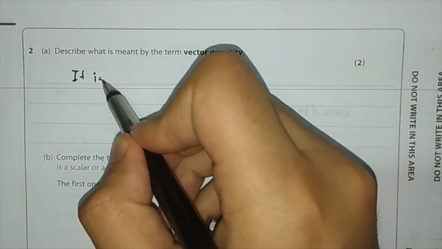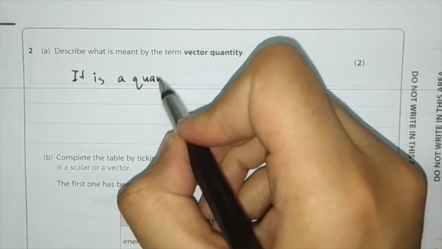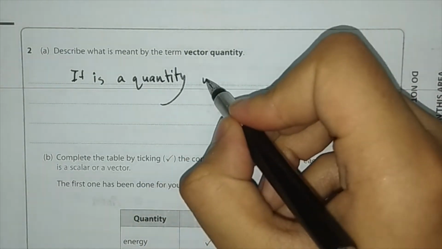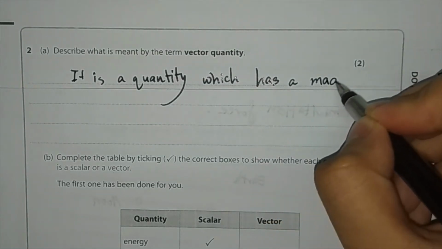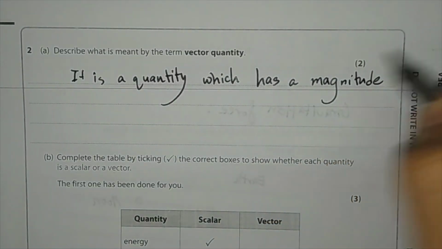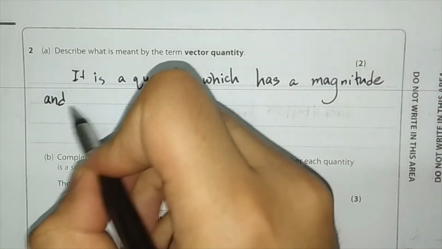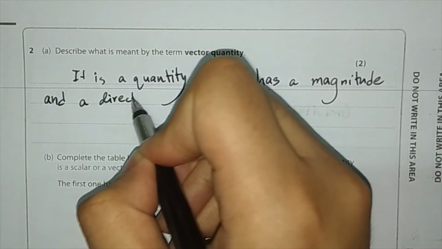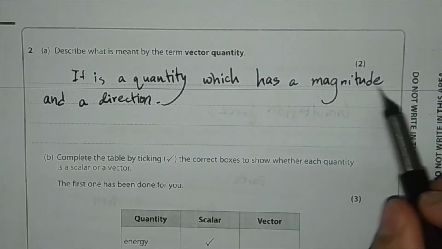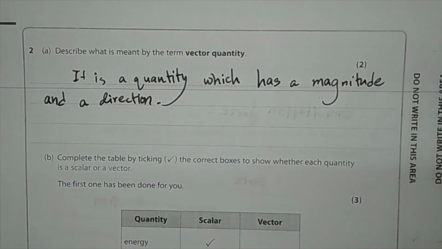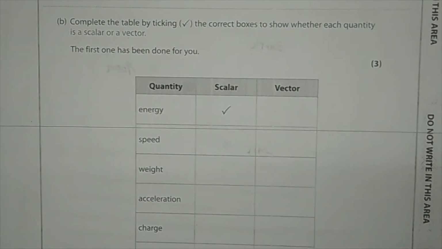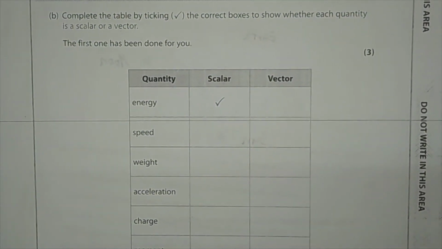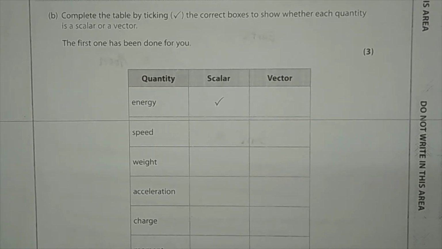2 marks. 1 mark for it is a quantity which has a magnitude and a direction. Magnitude and direction, these two words will give you 2 marks. Complete the table by ticking the correct boxes to show whether each quantity is a scalar or a vector.